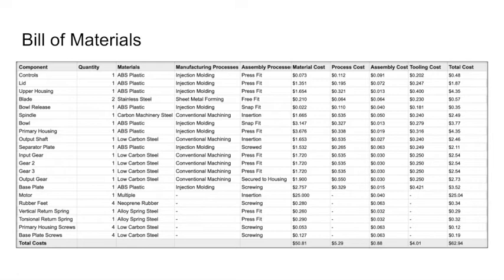Standard parts such as springs and screws and other fasteners were bought at retail price and had no process or tooling costs. The motor was also assumed to be bought at retail price.